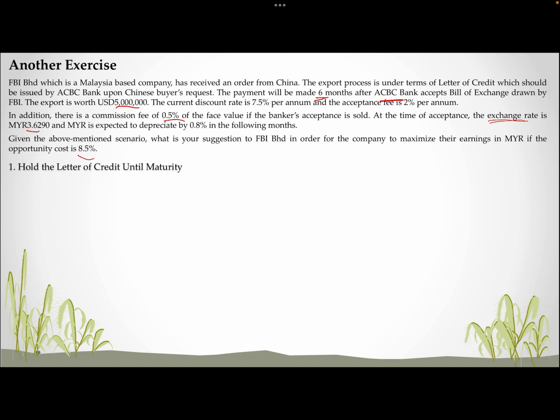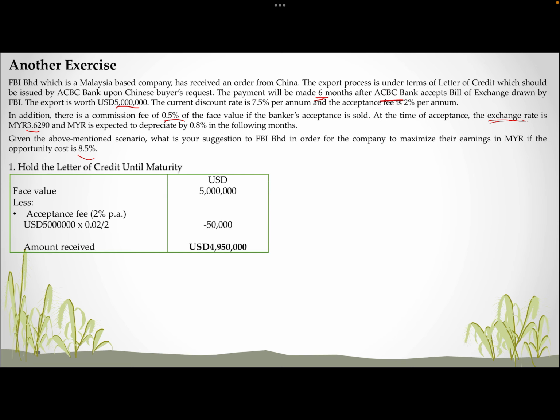So just calculate if FBI holds the letter of credit until maturity. So the face value 5 million minus acceptance fees, which is 2% per annum. So we just divide it by 2, or another way is 0.02 times 6 over 12 also can, right? So after you minus, you will get 4,950,000 US dollar, if the letter of credit we hold until maturity.